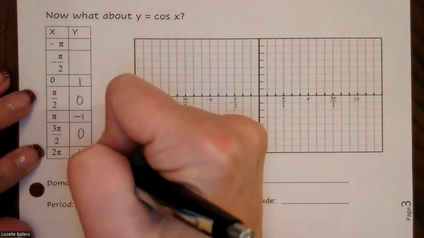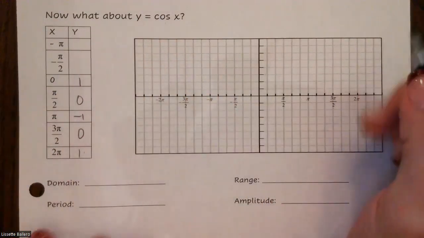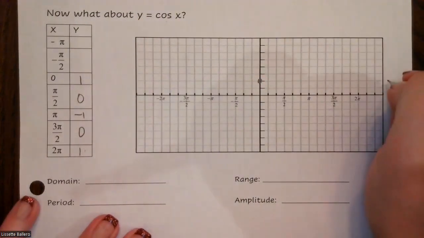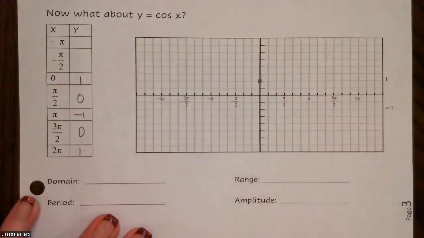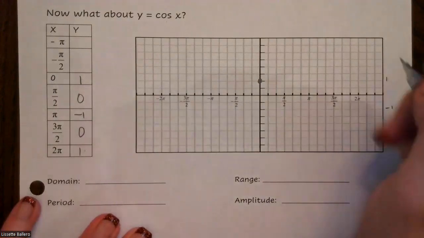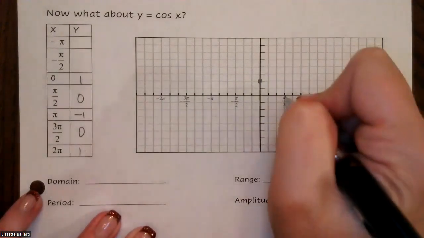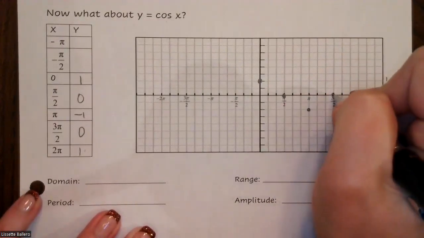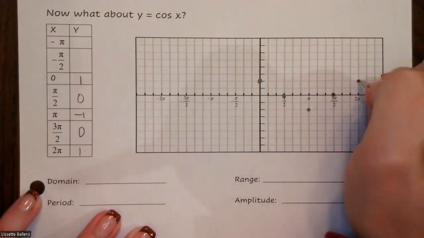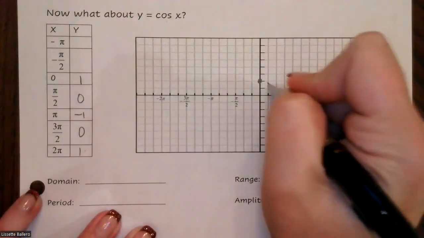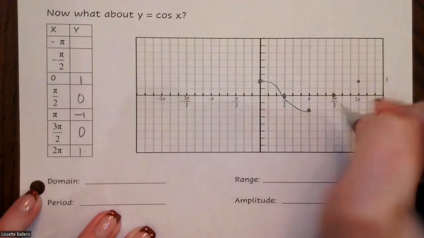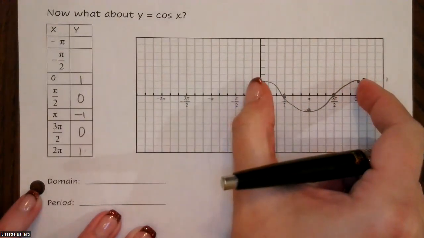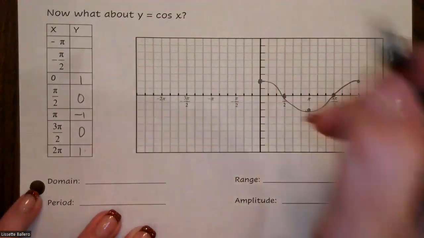So again, this is one full cycle since we returned to that initial point where we started. So 0, 1, my cosine graph starts right here. At pi over 2, it's 0. At pi, it is -1, 0, and then 1. This is one full cycle of the cosine curve. There it is. From here to here, we've got one full cycle. 2 pi is that period.